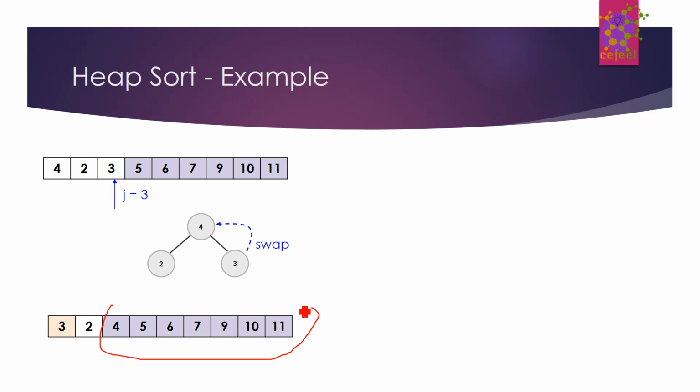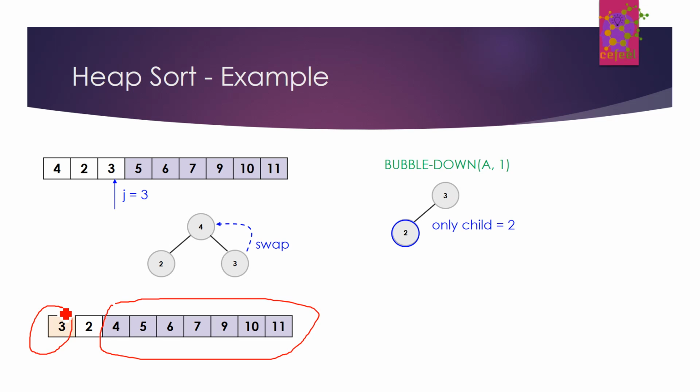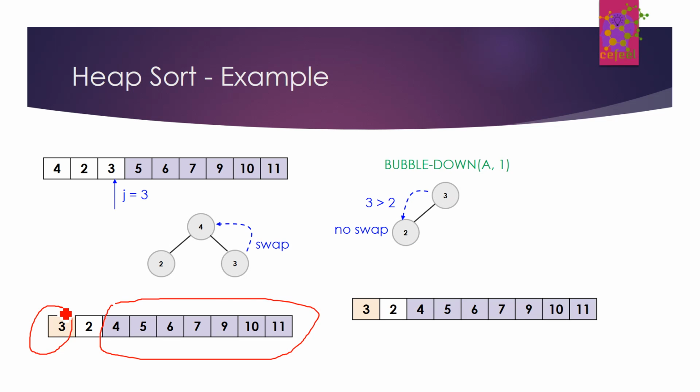So we have now 7 elements sorted, and 3 will replace 2, so we need to fix the position of 3. We need to bubble down 3 to its position. So bubble down a1, we only have 2 elements, 3 and 2. So 3 has only child 2. 3 will be compared with 2, and there will be no swap because 3 is already greater than 2. So then we will be done with bubble down because there is no more comparisons needed, and the final array will look like this.